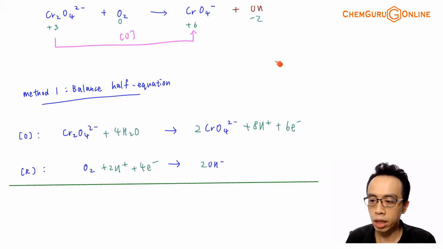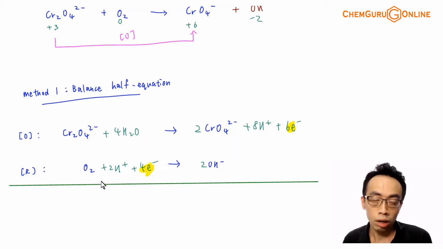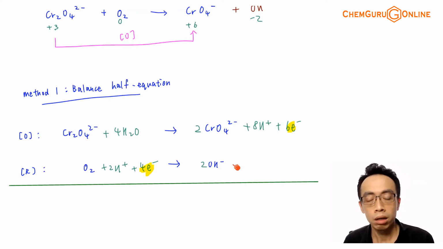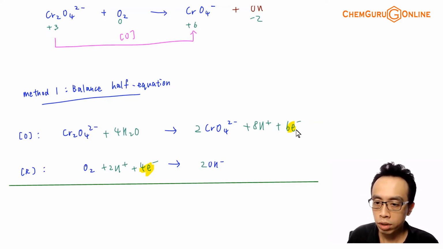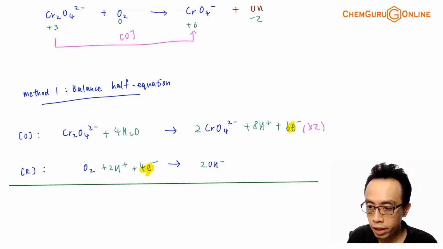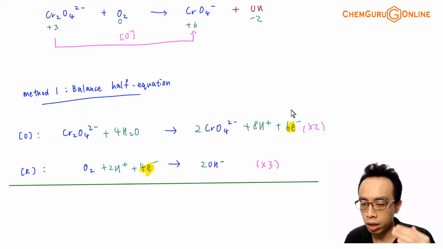Of course, what we would be looking out for is the electrons, because when you add the 2 half equations together, the electrons have to cancel. So we will have to modify the half equation and make sure that the number of electrons for both half equations is the same. Basically, we're trying to find the lowest common multiple for 6 electrons versus 4 electrons. Now 6 and 4, the lowest common multiple should be 12. So in order for me to modify this oxidation half equation, I will need to double, all right? And the reduction half equation, I will need to times 3, so that I'll have 12 electrons here.